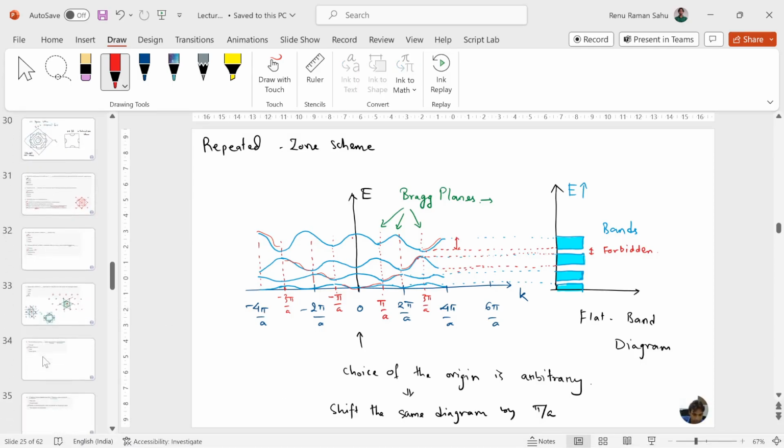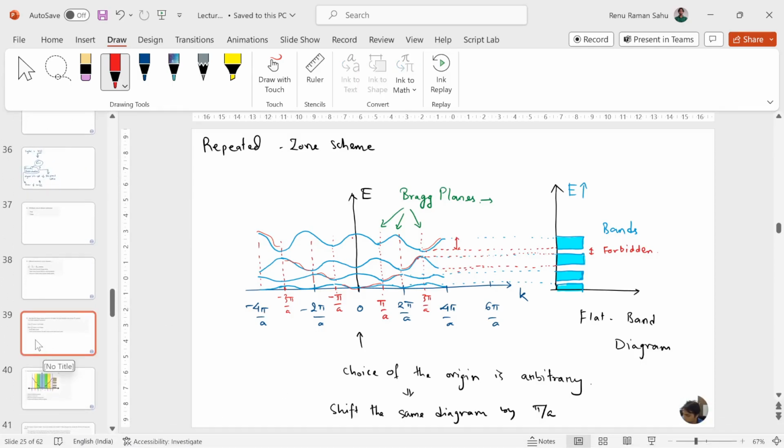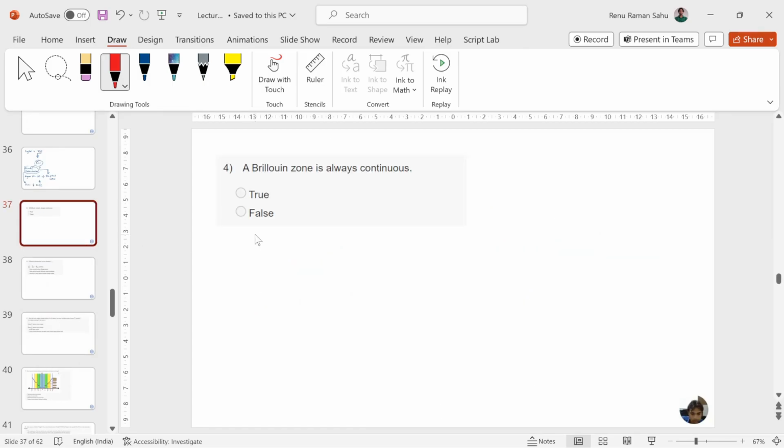Okay, now we go to the next question. Is this true? A Brillouin zone is always continuous. False. Why can it be false? It is discrete, discrete packets of pi by L. Perfect. So this is always continuous: false.